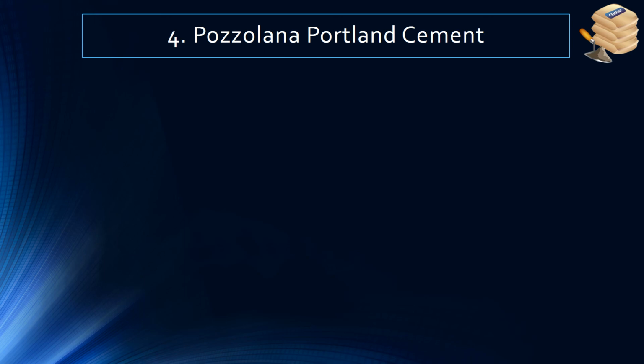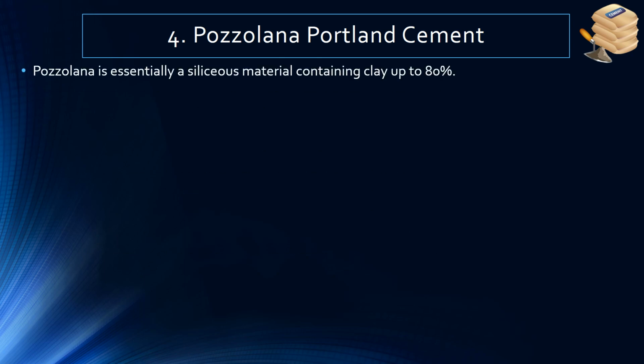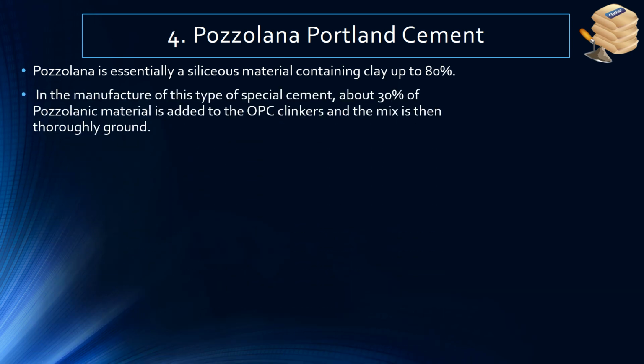Then, the fourth type of cement is Pozzolana Portland cement. Pozzolana means volcanic ash. Pozzolana is essentially a siliceous material containing clay up to 80%. In the manufacture of this type of cement, about 30% of pozzolanic material is added to OPC clinker and the mix is then thoroughly ground. During the manufacturing process, 30% of pozzolanic material is added to clinker and after mixing they are ground to a fine powder.